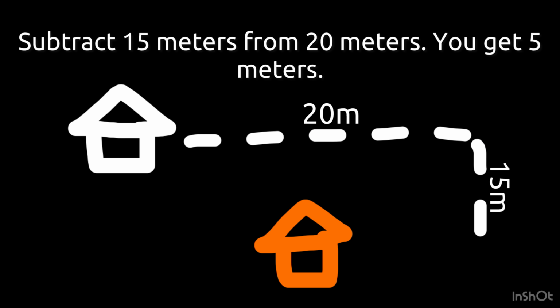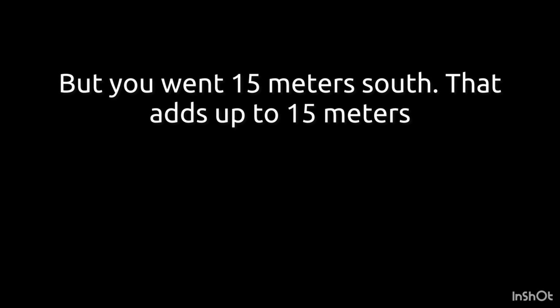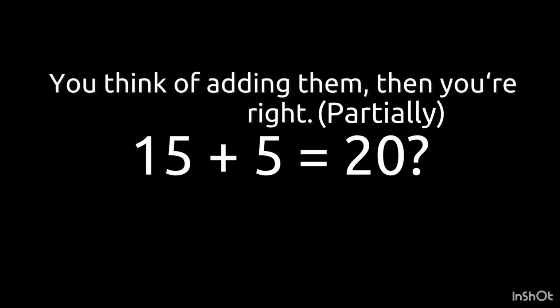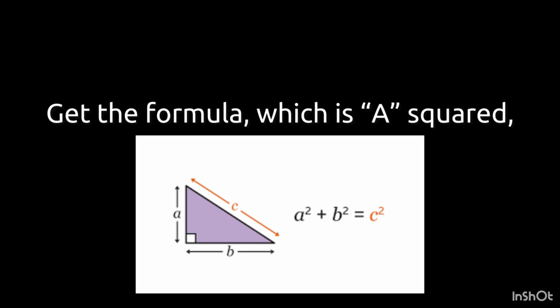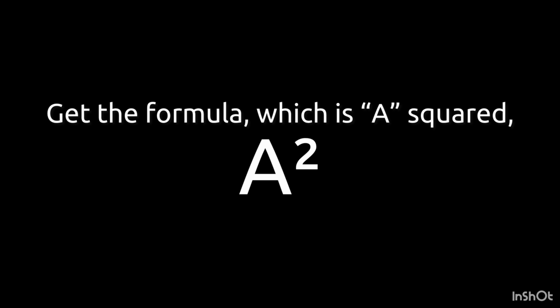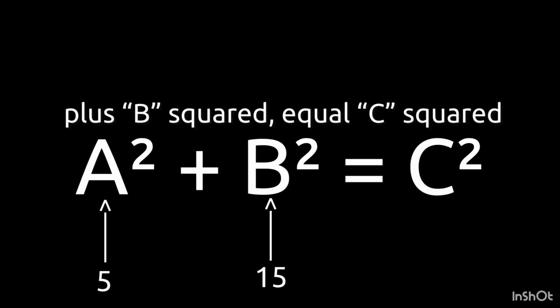Subtract 15 meters from 20 meters, you get 5 meters. But you went 15 meters south. So now we have 5 meters and 15 meters. You think of adding them, but no. Do the Pythagorean theorem first. Get the formula, which is a squared plus b squared equals c squared.